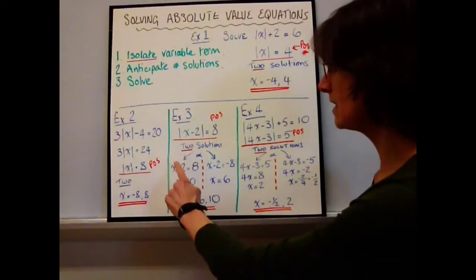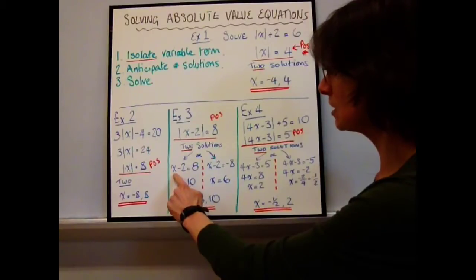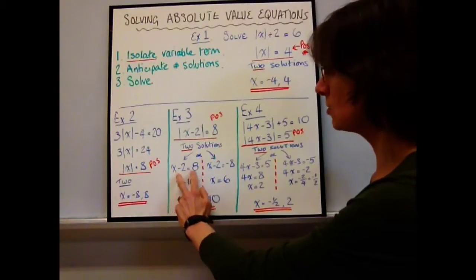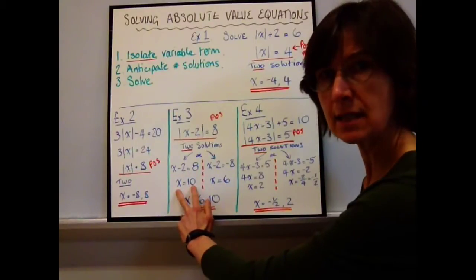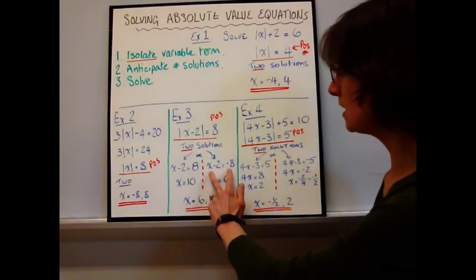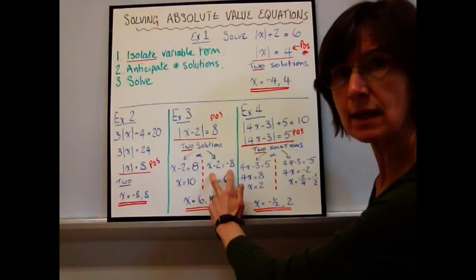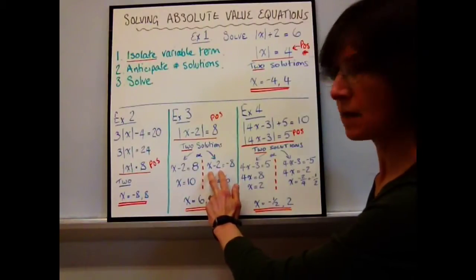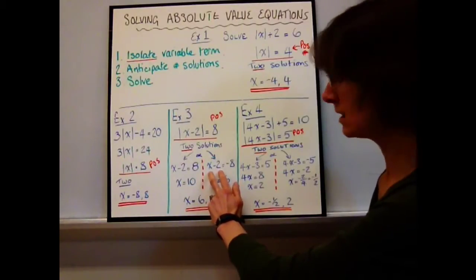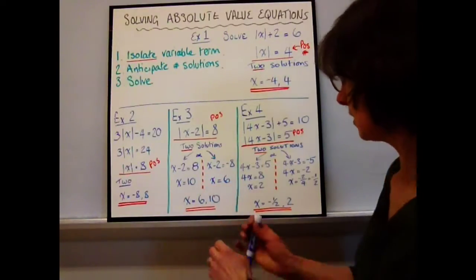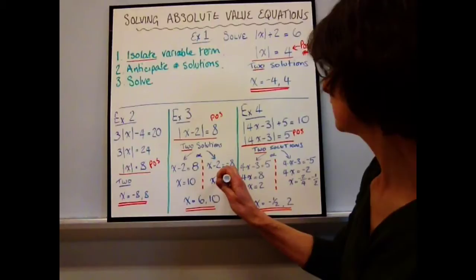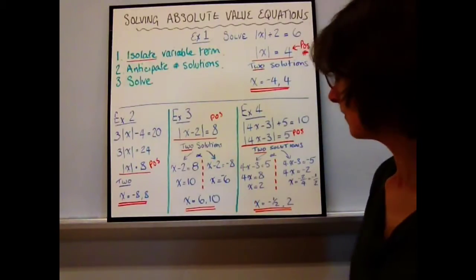So we need to actually set those two situations up. What if the x minus 2 was equal to 8? Add 2 to both sides, x is 10. What if it was equal to negative 8, which would also make that statement true? Well, this time, again, I have to add 2 to both sides, but we add 2 to negative 8. We certainly don't get 6, we get negative 6.